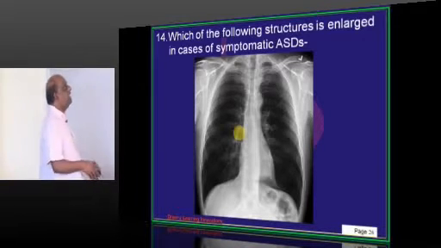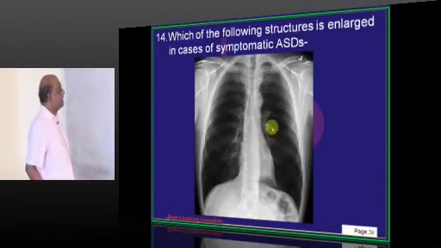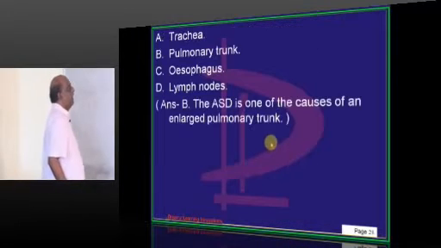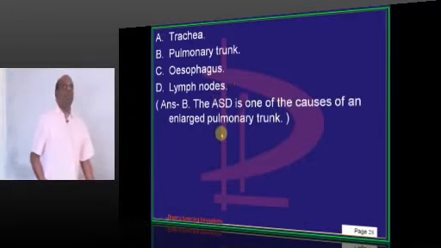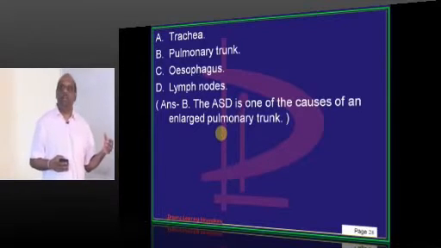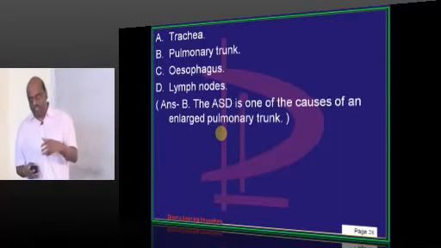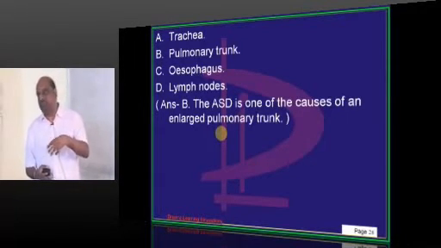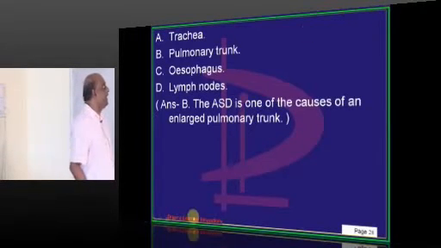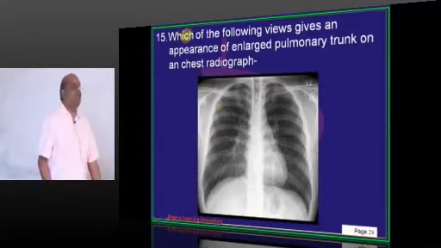What is the structure that is enlarged in this whenever there is any ASD? So pulmonary trunk. ASD will bring a lot of left-sided blood to walk into right side, and all that right atrial excessive blood passes to right ventricle and into the pulmonary artery, leading to the enlargement of the pulmonary trunk.